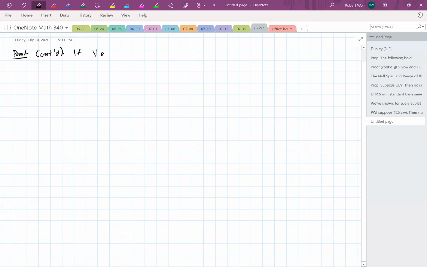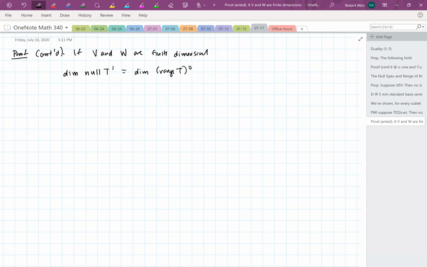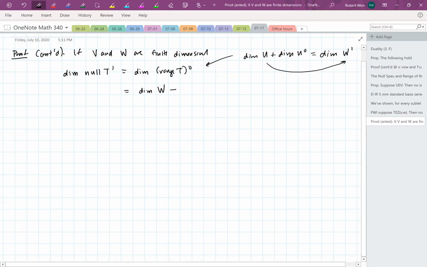Now, if V and W are both finite dimensional, then the dimension of the null space of T dual, we just showed that this is the same thing as the dimension of the annihilator of the range, because those two things are the same subspace of W dual. But we showed that the dimension of U plus the dimension of its annihilator equals the dimension of the ambient space. And here the ambient space is W dual. So if you subtract this to the other side, you see that this is the same thing as the dimension of W dual minus the dimension of the range of T.